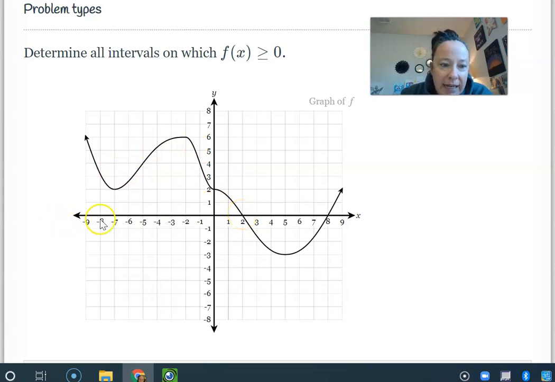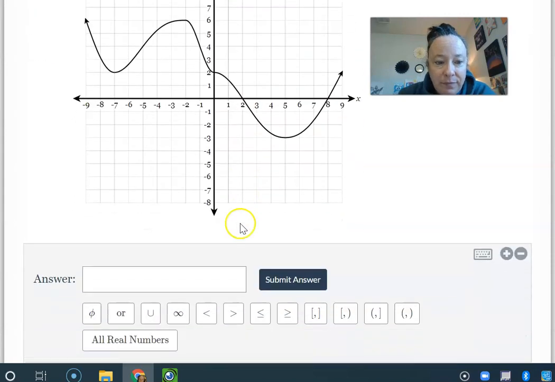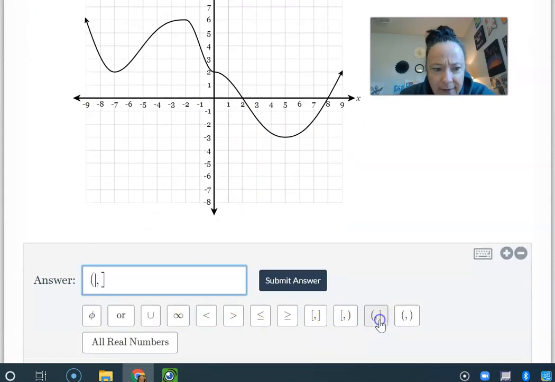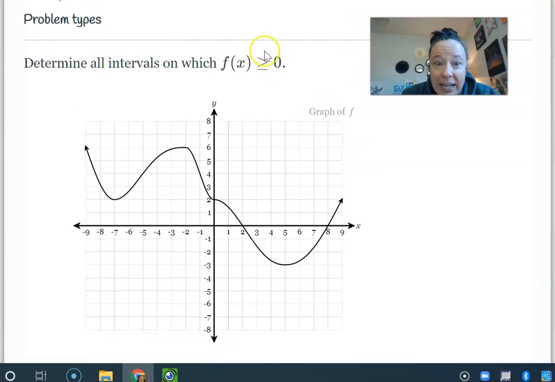So it's positive from negative infinity to 2, but you will include the x-intercept, so you'll put a bracket there. So we're going to do this right there. Sometimes it has negative infinity and sometimes it doesn't, which is really weird. But negative infinity up to 2 with a bracket because this has an equal to on it.